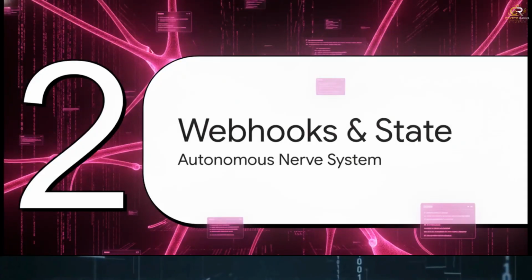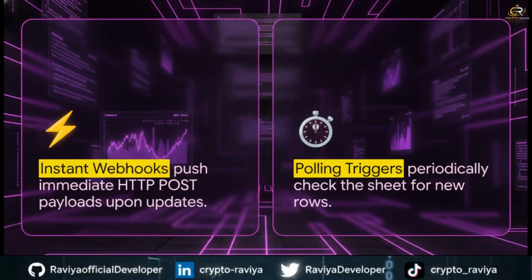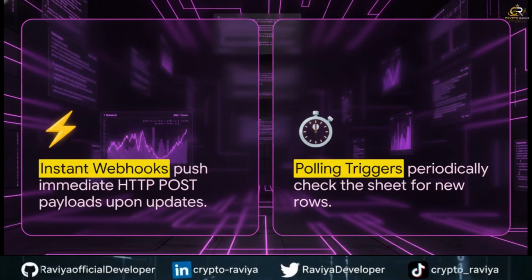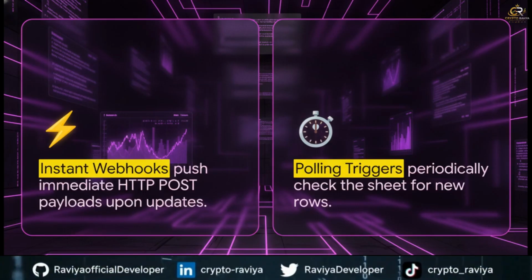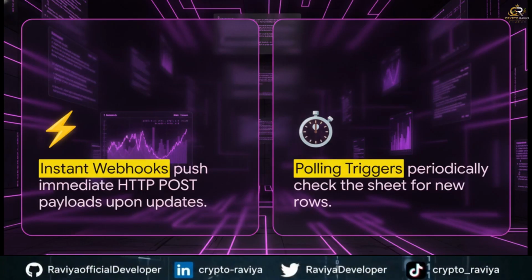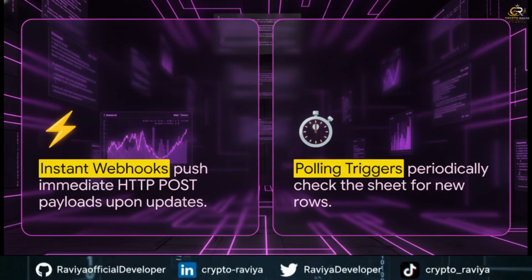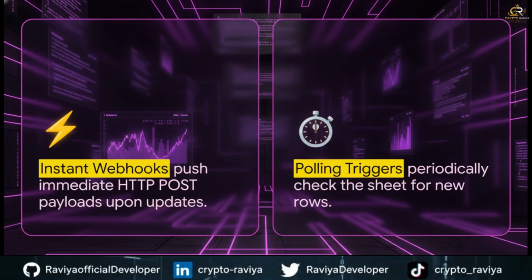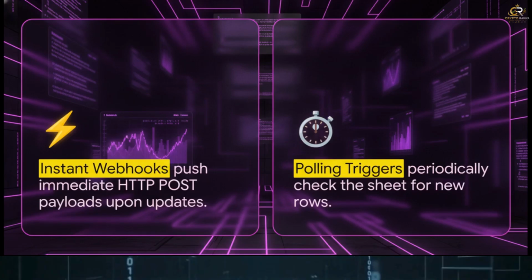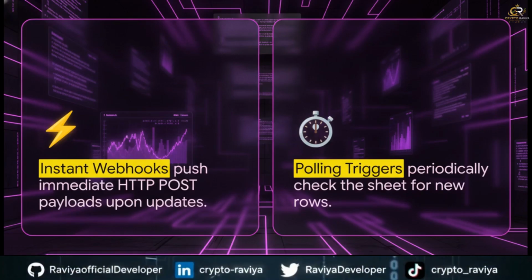All right, moving on to part 2, webhooks and state management. To make this system truly autonomous, we have to build its nervous system. Now, there are basically 2 different ways to detect changes in our data. On the one hand, we have polling triggers. Think of polling like a kid in the backseat repeatedly asking, "Are we there yet? Are we there yet?" It just periodically checks the sheet, maybe every 15 minutes, to see if a new row popped up. But on the other hand, we have instant webhooks using Google Apps Script.